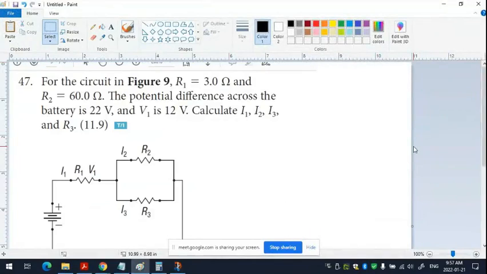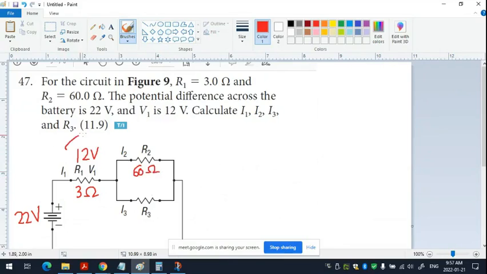So let's put some numbers. How much is here? 22 volts. How much is here? 12 volts. Okay. How much is R1? 3 ohms. How much is R2? 60.